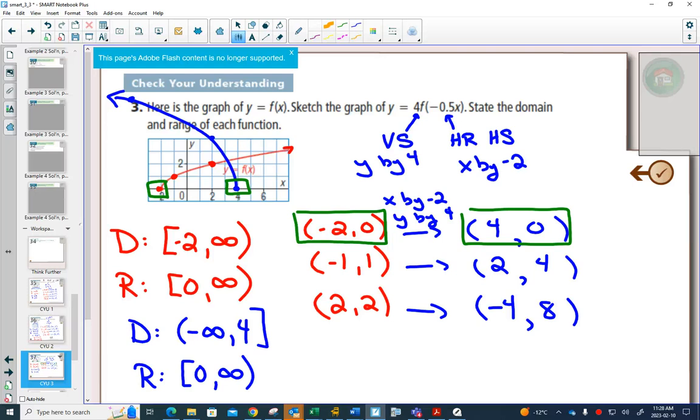Questions for practice here: 7, 9, and 10.